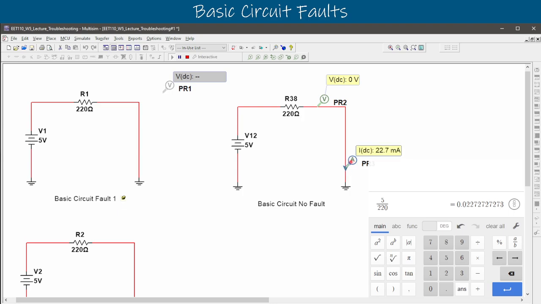And that is what we expect, right? Both sides of that should have 22.7 milliamps across it. And so this circuit is measuring correctly. It matches what we expect it to have.